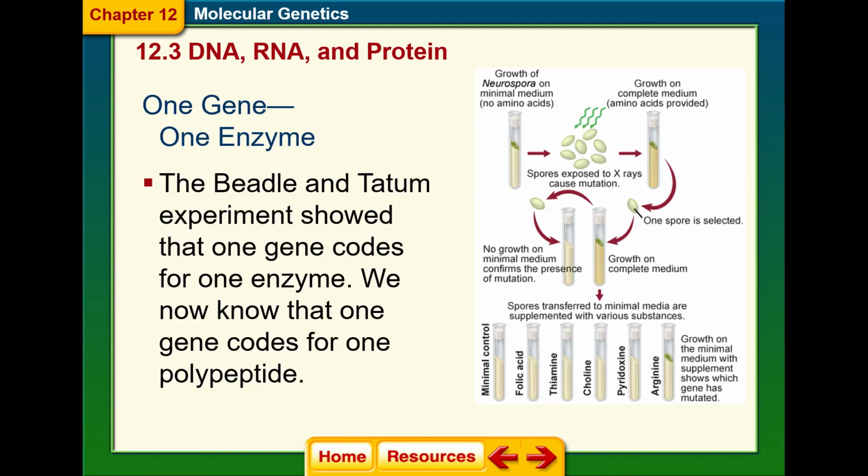Experiments done in the 1940s by George Beadle and Edward Tatum led to the one gene, one enzyme hypothesis, which stated that each gene codes for a single enzyme. The experiment was done by growing mutated versions of bread mold on various growth mediums. Although the results of this experiment supported the one gene, one enzyme hypothesis, our understanding of genes has since improved.